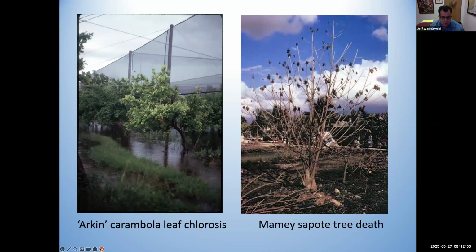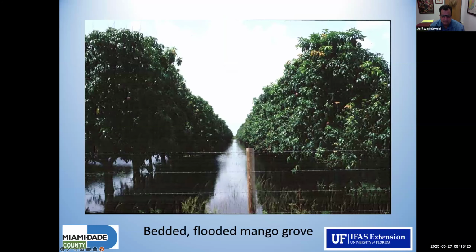So here's an Arkin carambola showing leaf chlorosis. So it can't get the nutrients it needs. That's probably an iron deficiency. And there's a meme that has died due to flooding. And there's a lot of diseases that when the ground is flooded, they can get into the tree. Like for instance, with meme, you can get Pythium root rot. And that's kind of in the ground already, but once the flood gets there, it activates it.